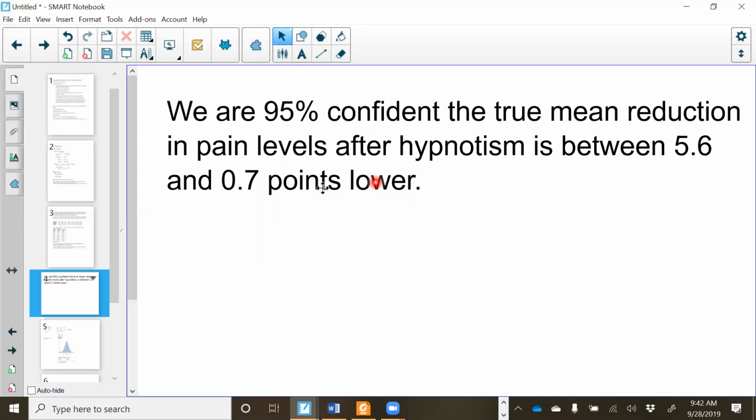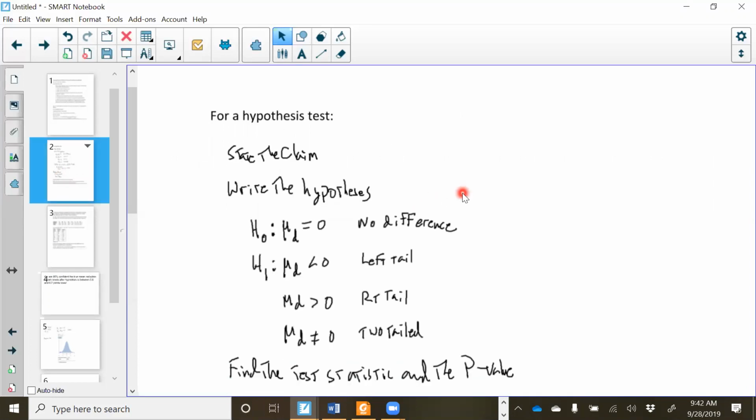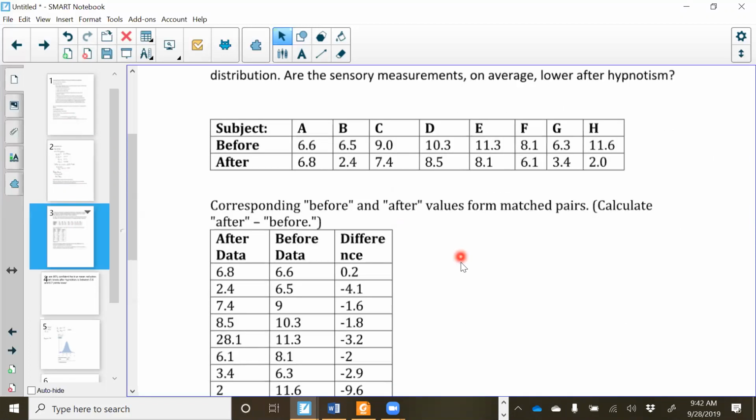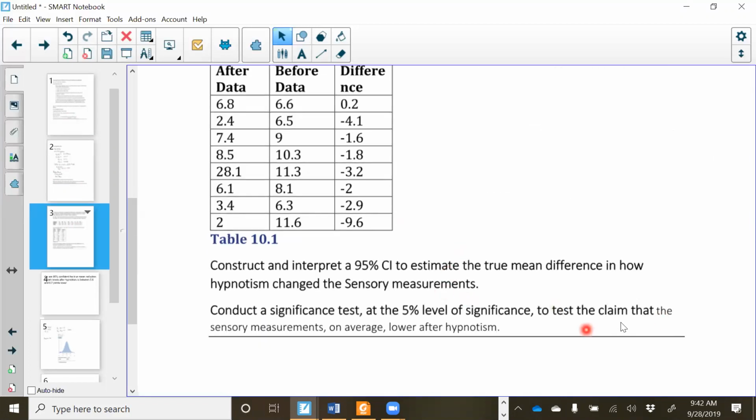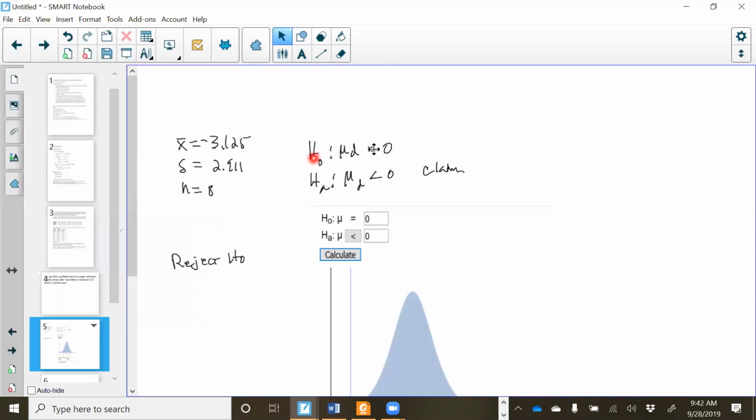So then how about a statistical test? When we do a hypothesis test, you always want to state the claim. Well, the claim for this was right here: test the claim that the sensory measurements on average are lower after hypnotism. This helps us do a couple things. If I identify the claim first, it'll allow you to write the two hypotheses in a correct order.